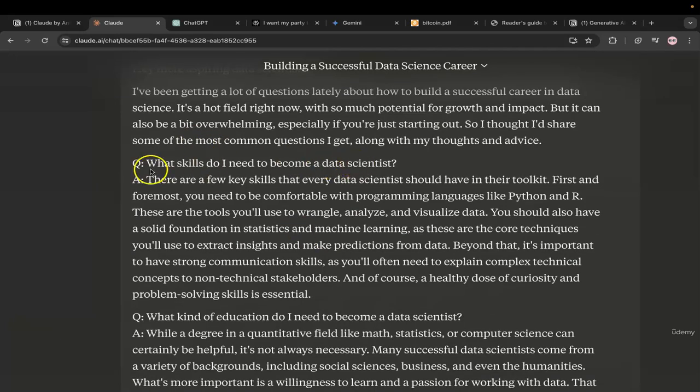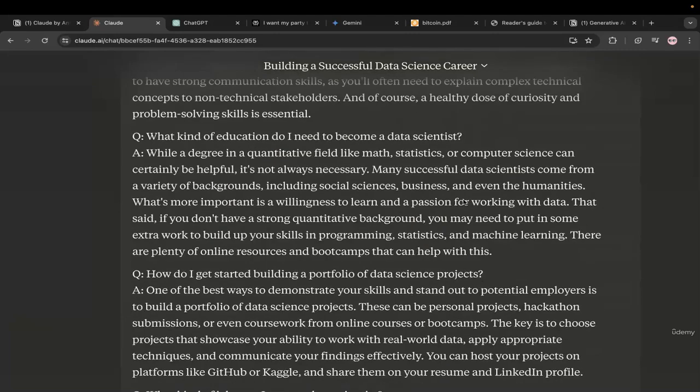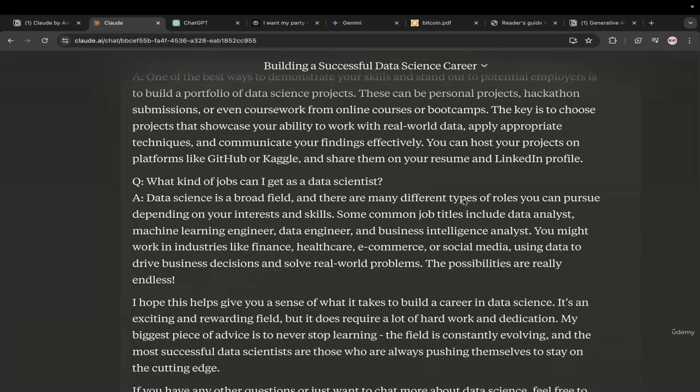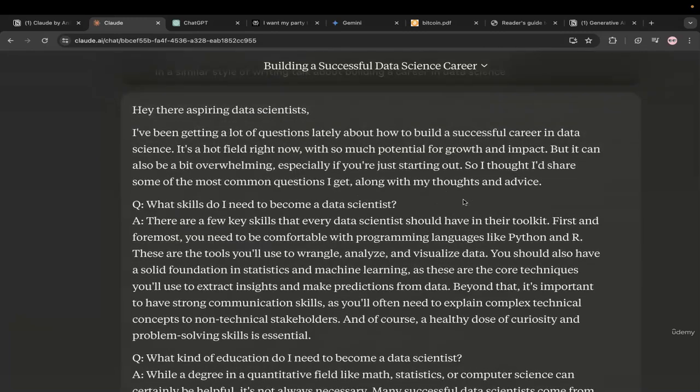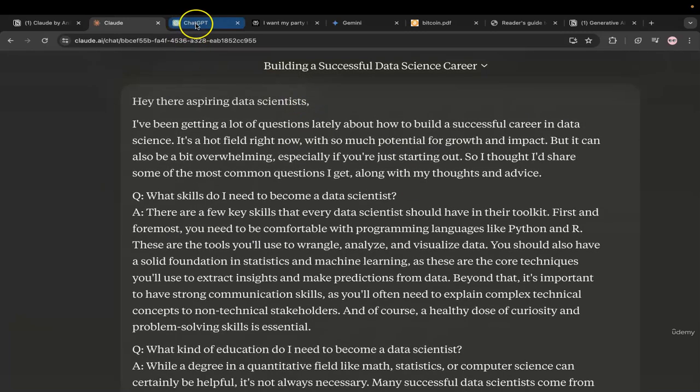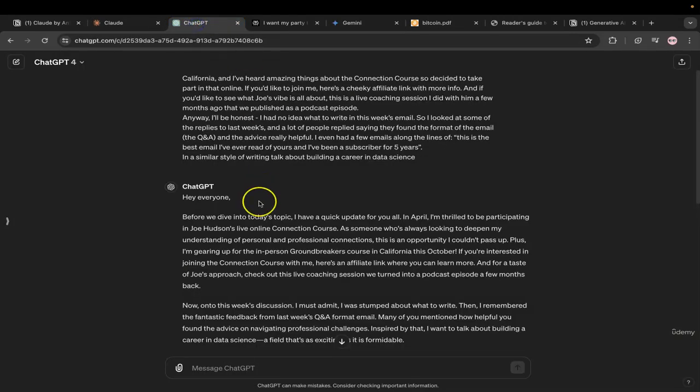"What skills do I need to become a data scientist? There are a few skills that every data scientist should have in their toolkit. First and foremost, you need to be comfortable with programming languages." So you can pause this and read through the entire answer if you're interested, but the overall idea is conveyed that it's writing very humanized content based on the passage I provided.